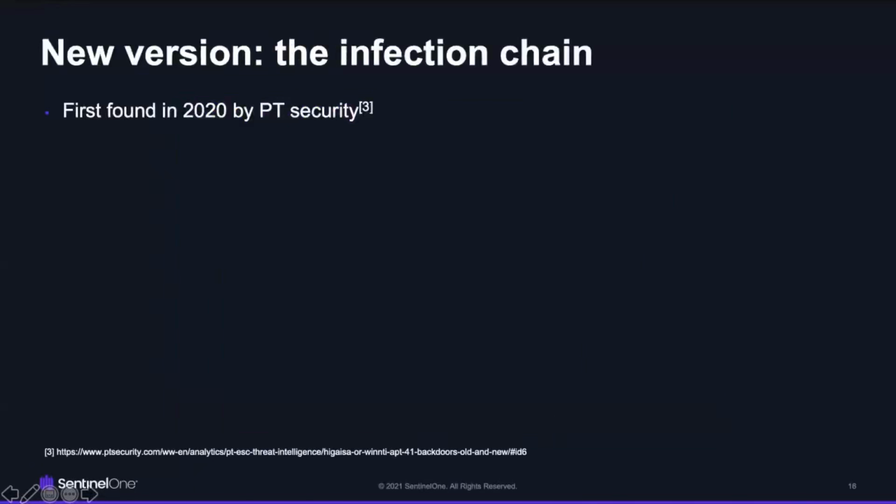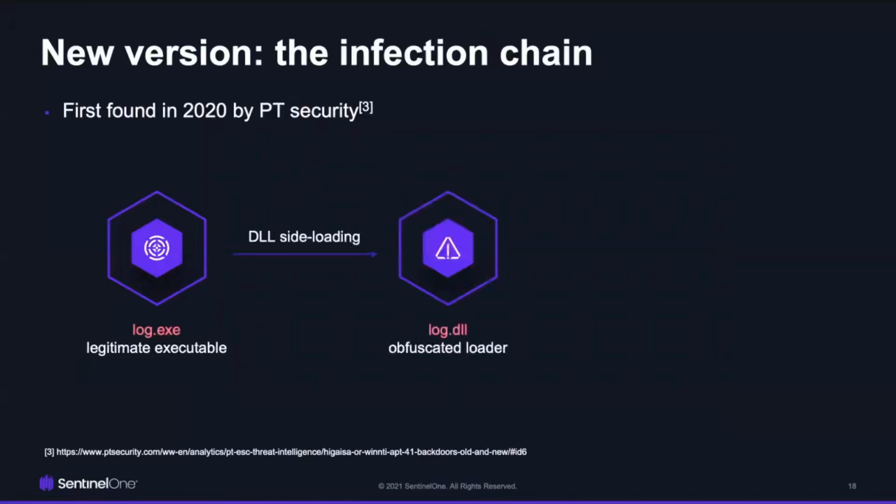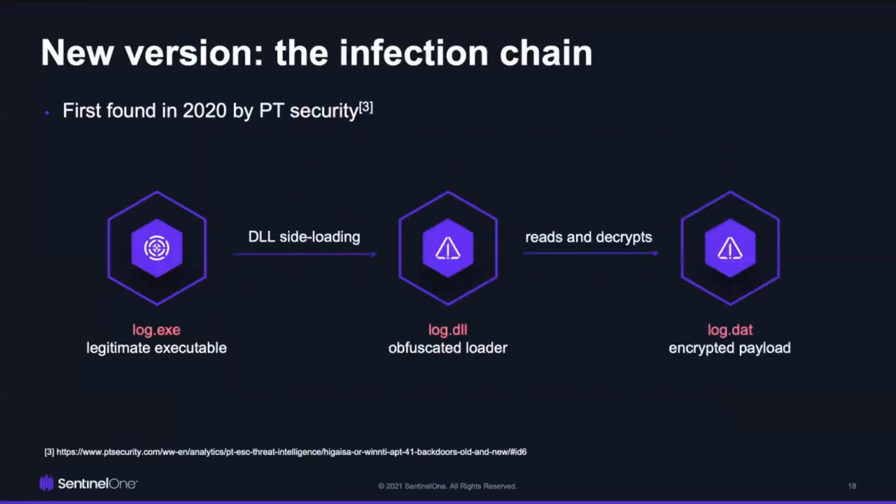In 2020, another new version of SHADOWPAD was found by Positive Technologies. The infection chain of the new version includes 3 components. The first one is a legitimate executable, log.exe, and it will sideload an obfuscated loader called log.dll. This loader will then read and decrypt another piece of payload, log.dat.